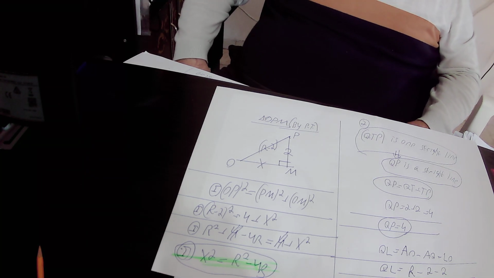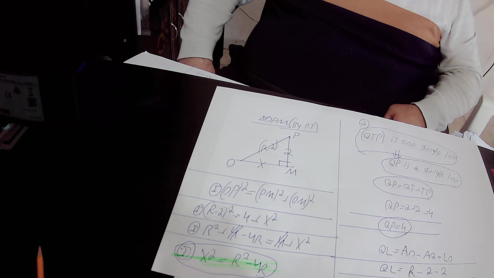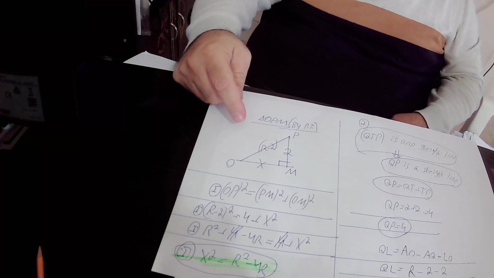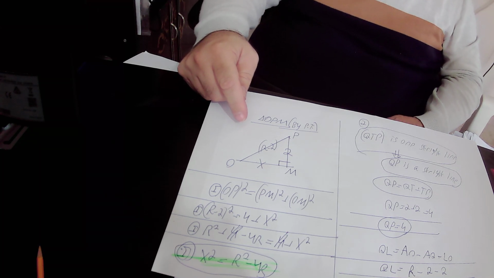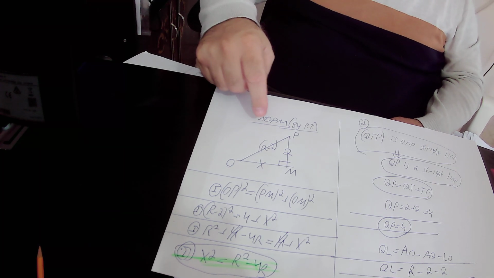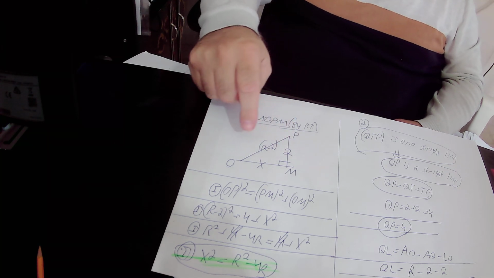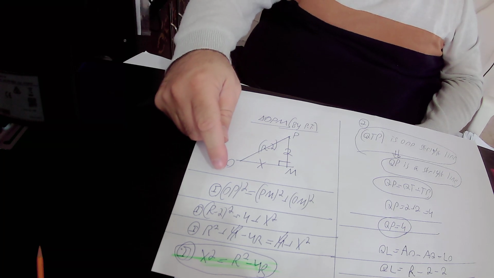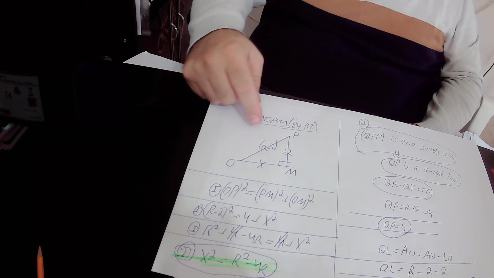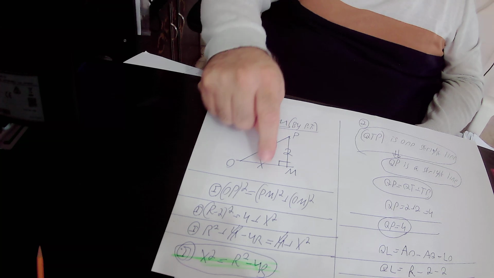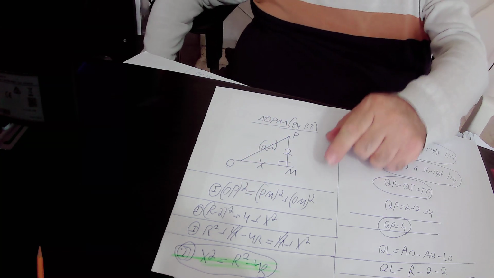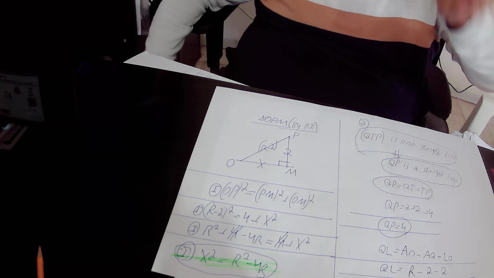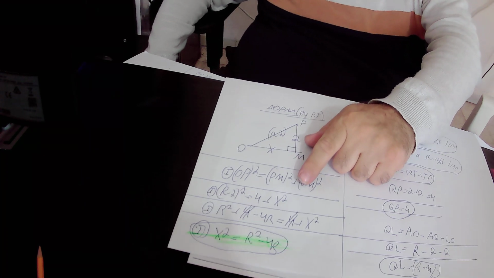According to the Pythagoras theorem, the square of the hypotenuse equals the sum of the squares of the perpendiculars. The hypotenuse is OP, so the square of the hypotenuse is OP squared, and it must be equal to PM squared plus OM squared. So OP is capital R minus 2, therefore OP squared is (R minus 2) squared, and it is equal to PM squared. PM is 2, so PM squared is 2 squared, that is 4, plus OM squared. OM is X, so OM squared is X squared. So in conclusion, according to equation number 1, (R minus 2) squared equals 4 plus X squared.